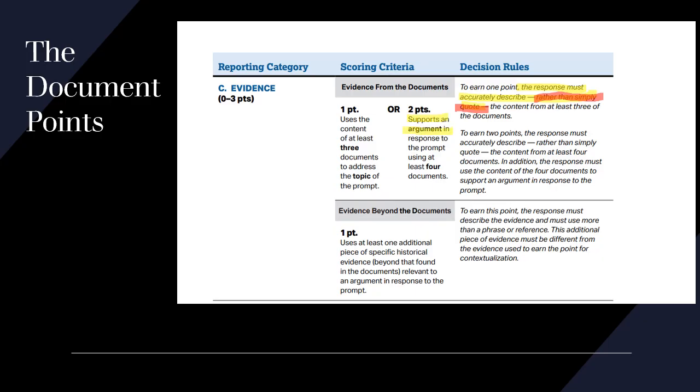Okay. You support your argument in the response. All right. So the response must use the content of 4 documents to support the argument. Okay. So you only have to explain 3, but to get the second point, you have to apply 4. So that's why 2 body paragraphs, 2 documents each, 4 documents. Throw in a 5th one, whatever paragraph you're more comfortable in.